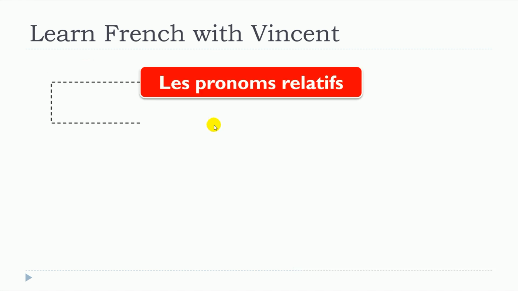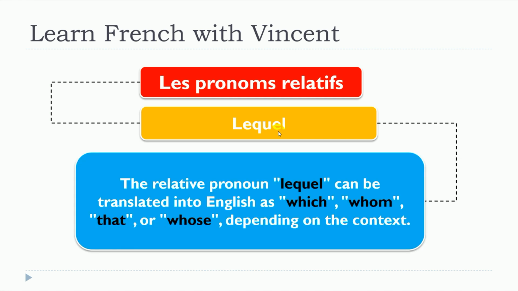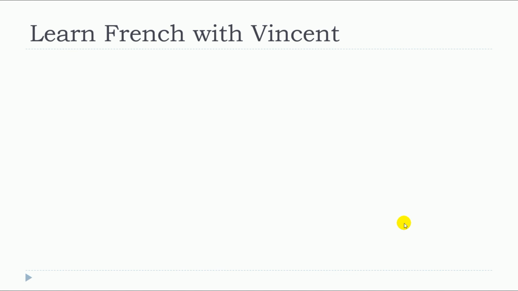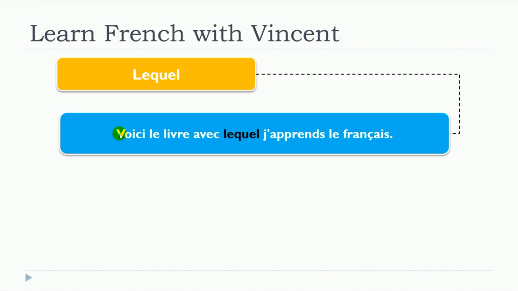So, this lesson is about lequel. And the relative pronoun lequel can be translated into English as which, whom, that, or whose, depending on the context. So we'll see some examples with lequel.